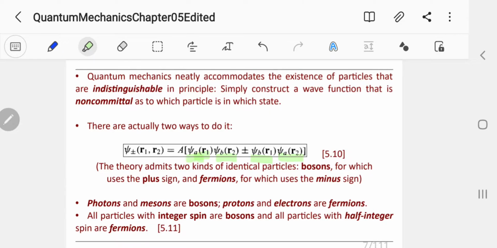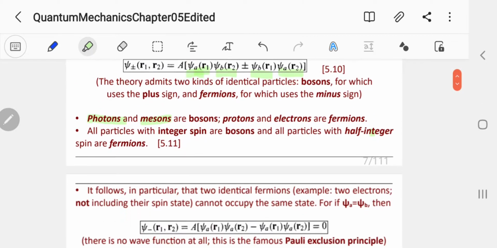Examples of bosons are photons and mesons. In fact, you can put a lot of photons in a single place. And for fermions, you have protons and electrons, because these are half odd integer spin particles. By the way, bosons are particles which have integer spins, while protons and electrons are half odd integer spin particles. So that's also one way of identifying bosons and fermions.